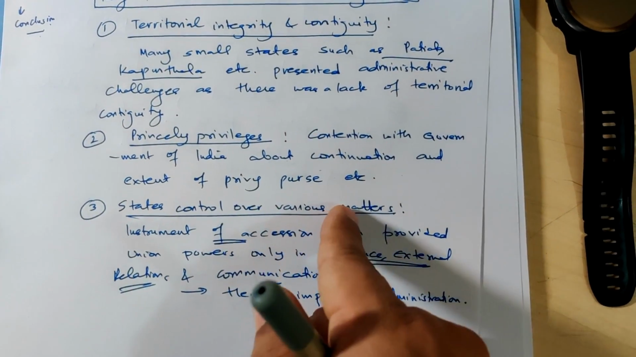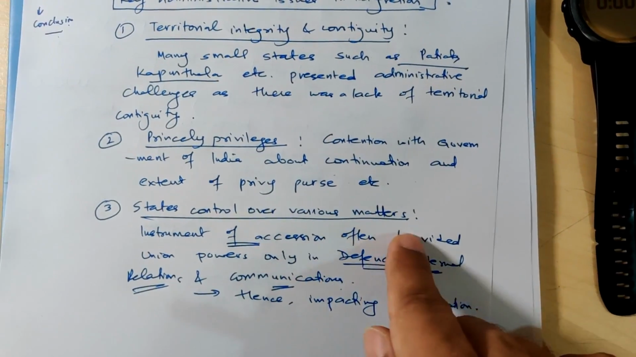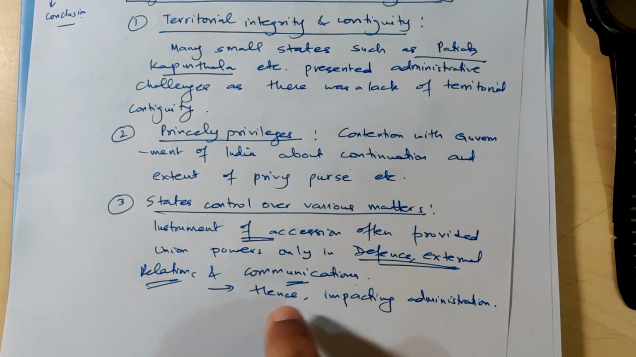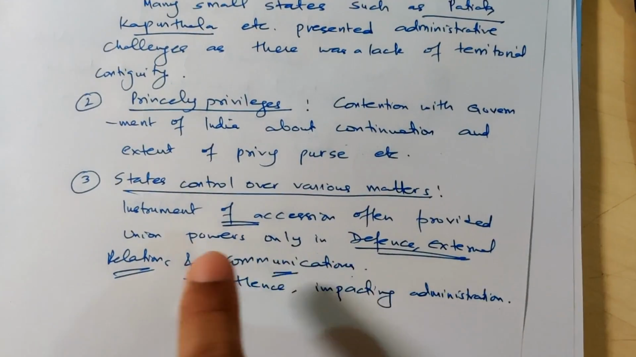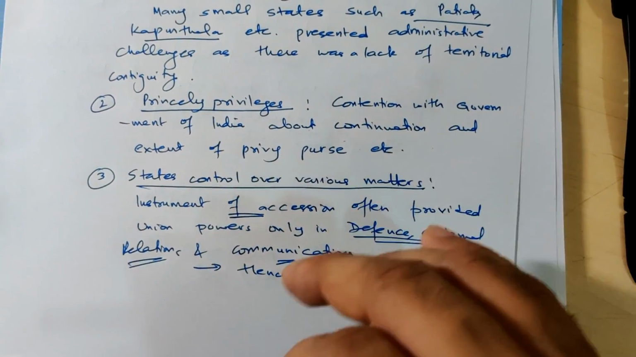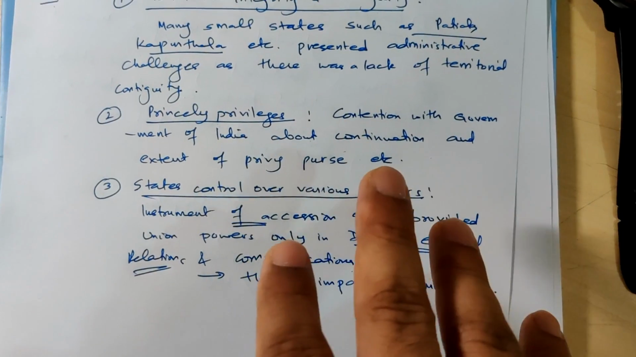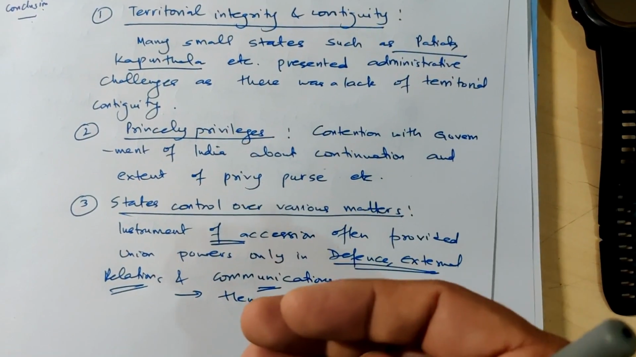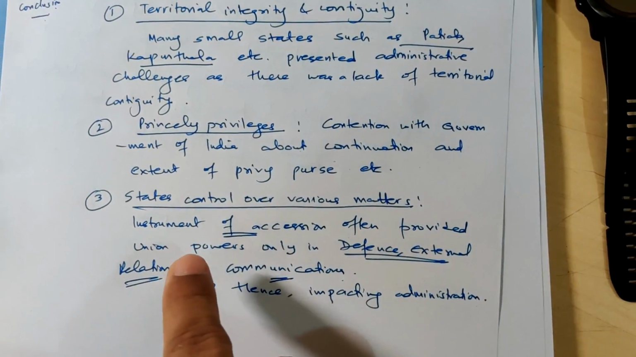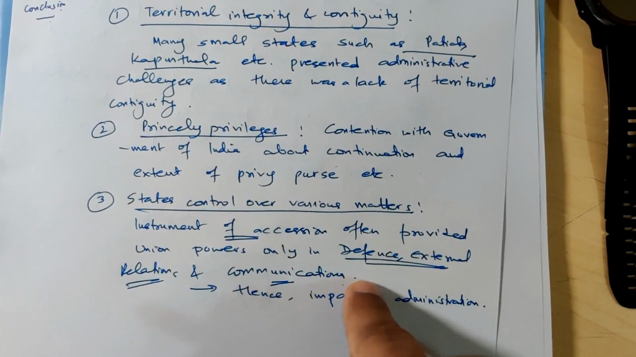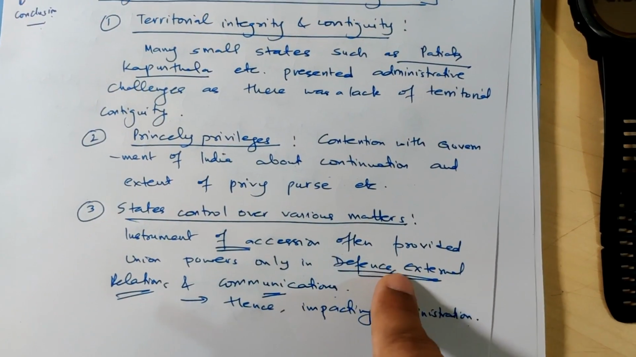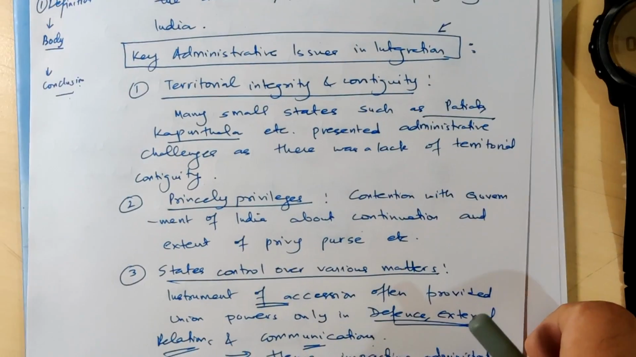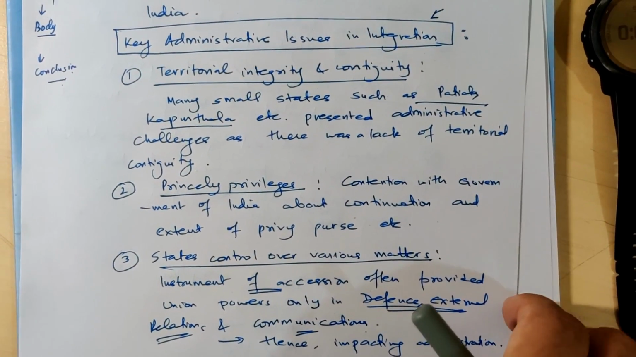Then states' control over various matters. Now, the instrument of accession often provided the union powers only in defense, external relations and communication, hence impacting administration. Well, this is a simple point, that states controlled various other matters. At that time, India was trying to integrate these various small states into India, there was a problem of control, there was a problem of administration, because the union government could only focus on defense, external relations and communication. So these were the administrative issues that were faced by the administration at that time.